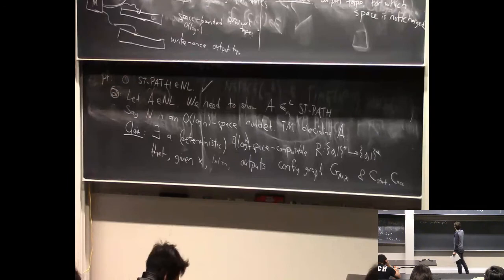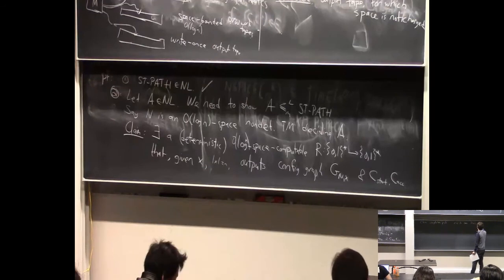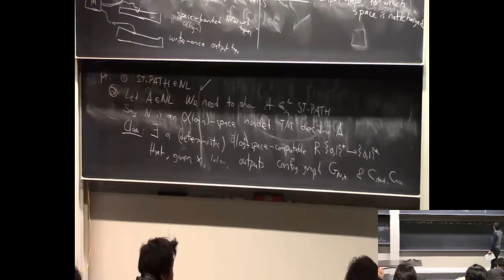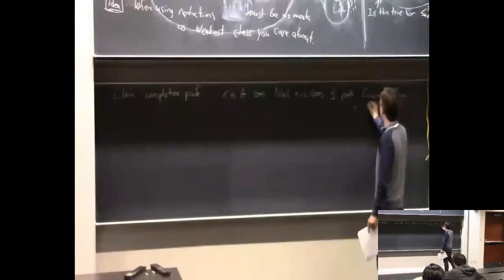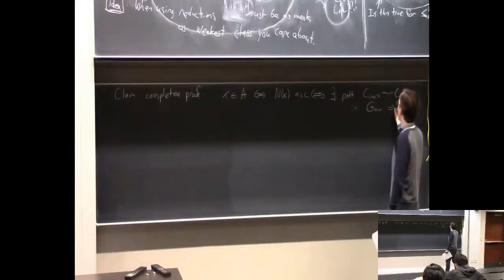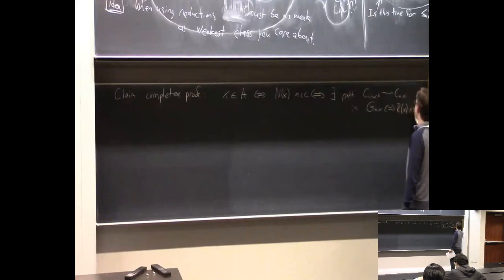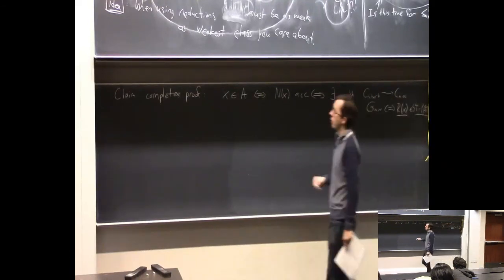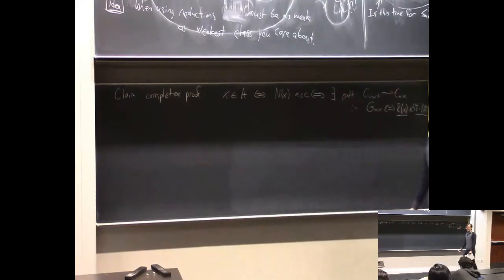And the claim completes the proof. Because as we saw before, x is in A if and only if, by definition, N of x accepts, if and only if there exists a path from C start to C accept in G_{N,x}, if and only if R of x is in ST path. So it really is a reduction. x is in A if and only if the output of R is in ST path. This is what we saw in the first half of class. So we just have to justify the claim. Is that OK?